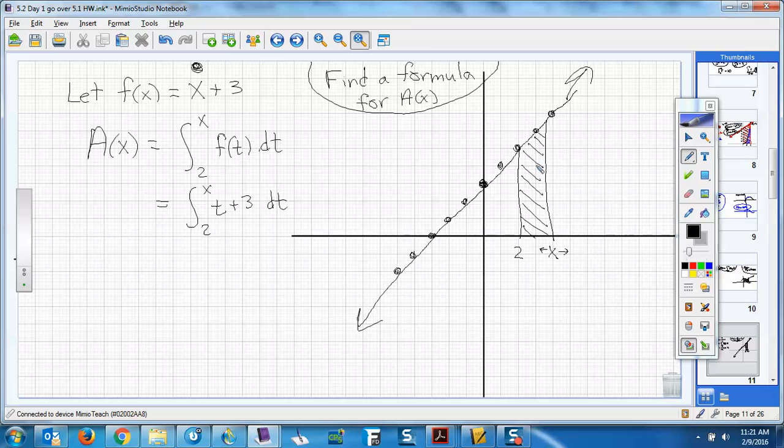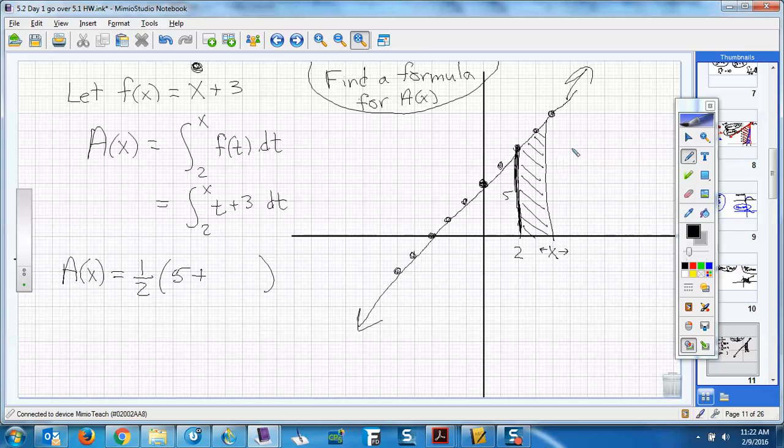Well, what shape is that? It's a trapezoid, so we can do it. So our area is going to be 1/2. What's this base right here? Isn't that 5? Is that going to change? No. As we slide the x around, that is not going to change. So that's going to be 5.